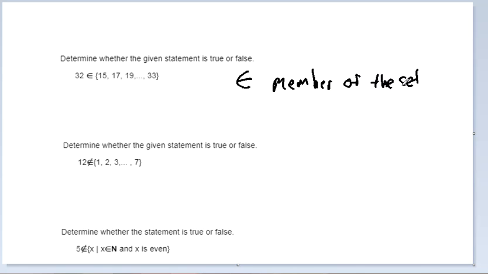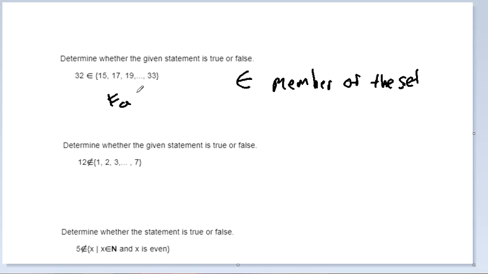Okay, now, looking at this right here, is the number 32 in here? Well, notice this is going 15, and then 17, and then 19. You've got 3 in a row, which kind of develops a pattern that they're going by odd numbers all the way to 33. And 32 is an even number, so it would not be in here. So is this a true statement? Is 32 a member of this set? This is going to be a false statement.